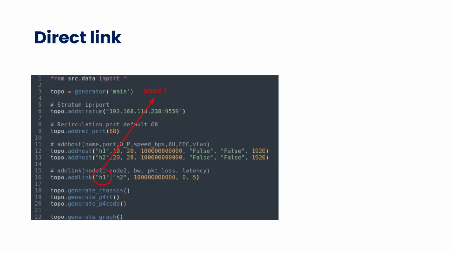When we have a direct link with no device in the middle, we can define the link between H1 and H2, our two hosts, and then we can define the different characteristics of the link, like the bandwidth of the link, the packet loss of the link, and the latency of the link.